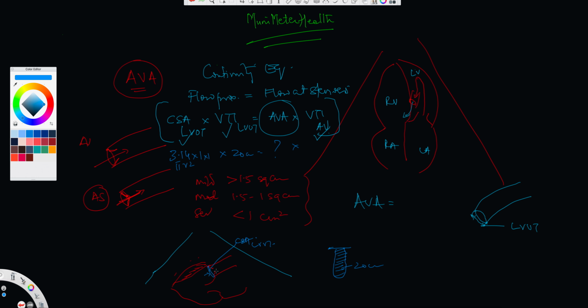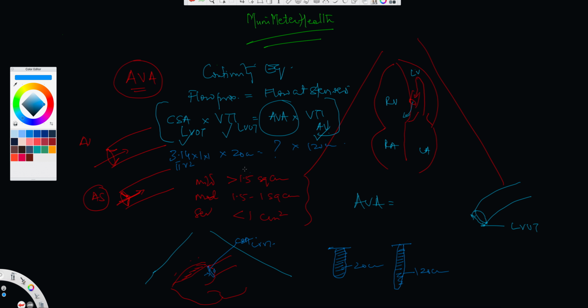Now calculate the VTI at the aortic valve, and again in the apical view you'll measure and put the Doppler right at this level, and you will be able to get the VTI at the aortic valve, and say that is 120 centimeters. So we calculate that as 120 centimeters.